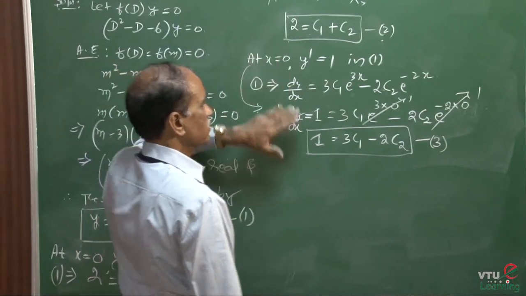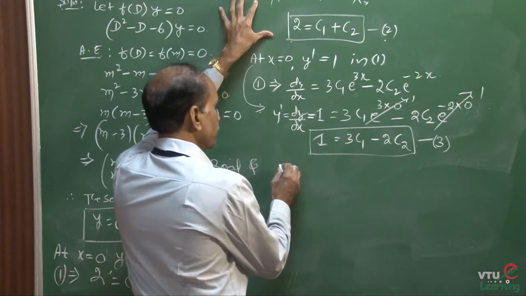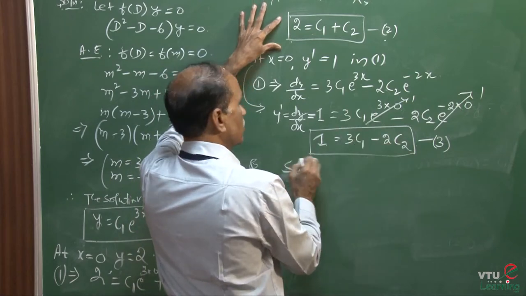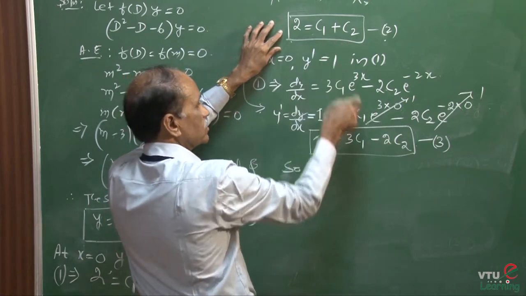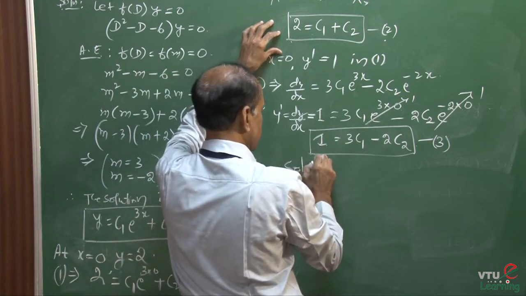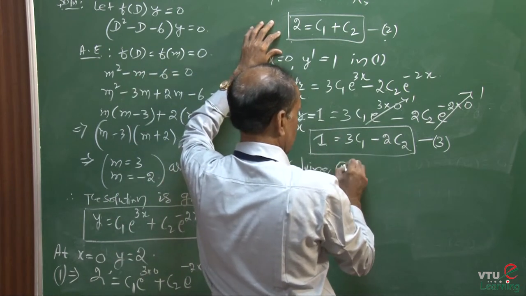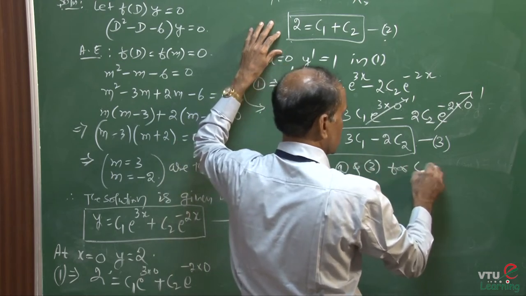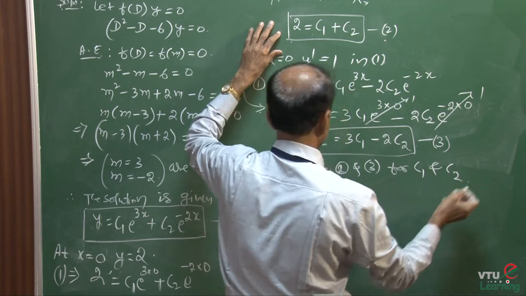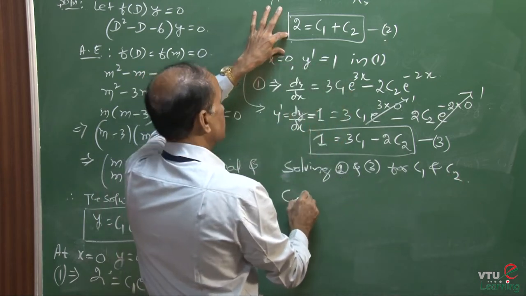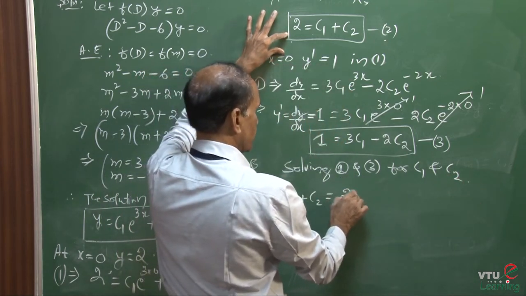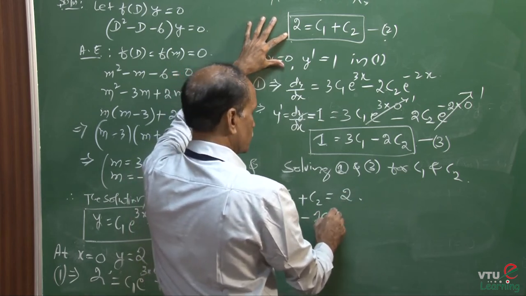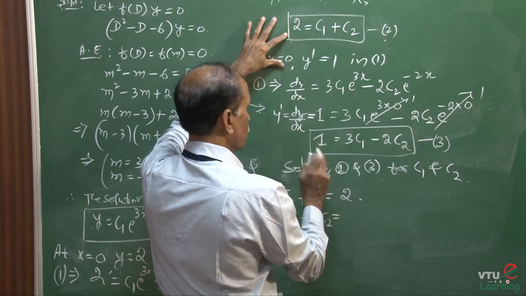Okay. When this gives us equation number 3, means solving equations 2 and 3. For what purpose? We have to calculate the values of the constants. Solving 2 and 3 for c1 and c2. First equation, that is c1 plus c2 is equal to 2, 3c1 minus 2c2 is equal to 1.